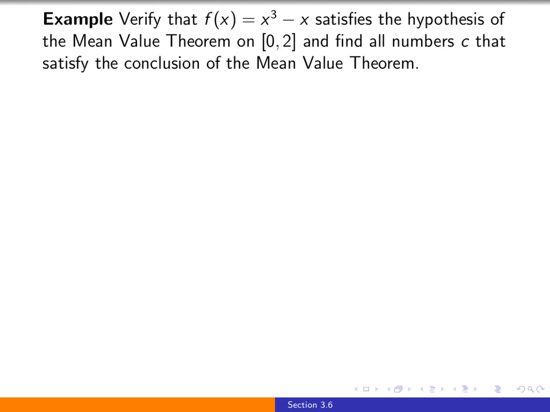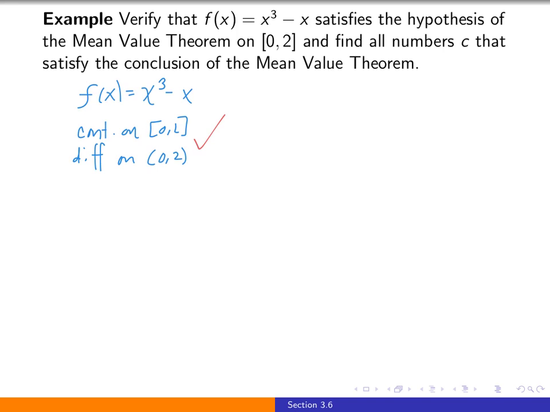So another similar type of problem. So let's go ahead and verify that the hypotheses are satisfied. So f of x equals x cubed minus x is a polynomial and hence continuous and differentiable everywhere, which means that it's certainly continuous on 0, 2 and differentiable on the open interval from 0 to 2. So the hypotheses of the mean value theorem are satisfied.